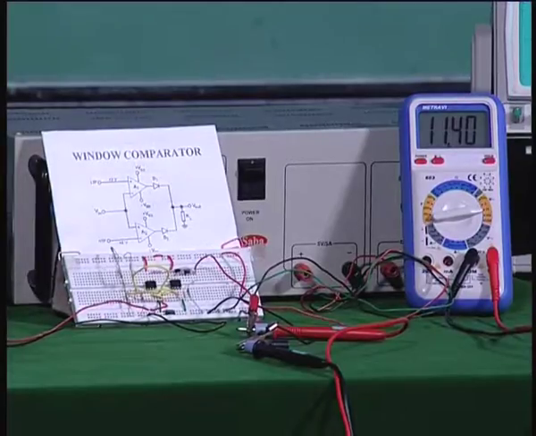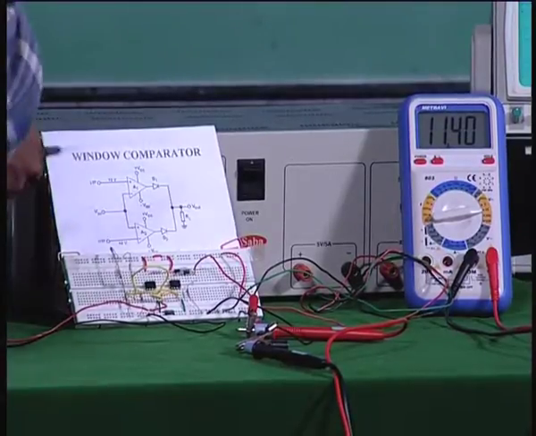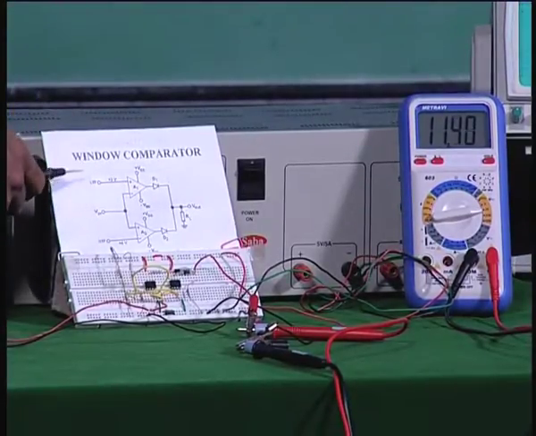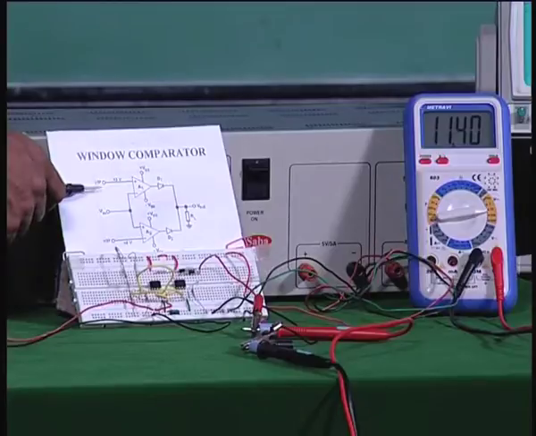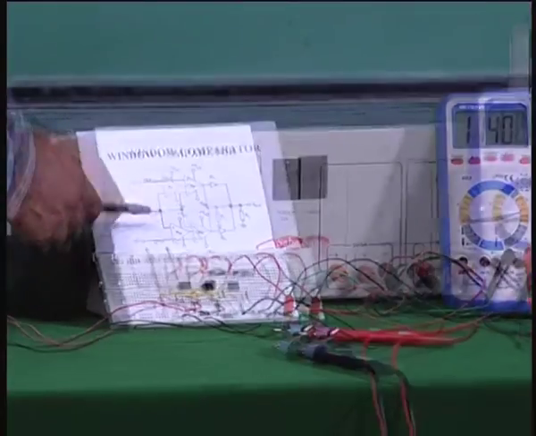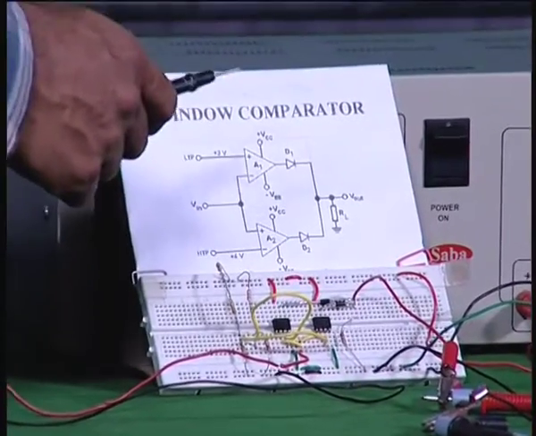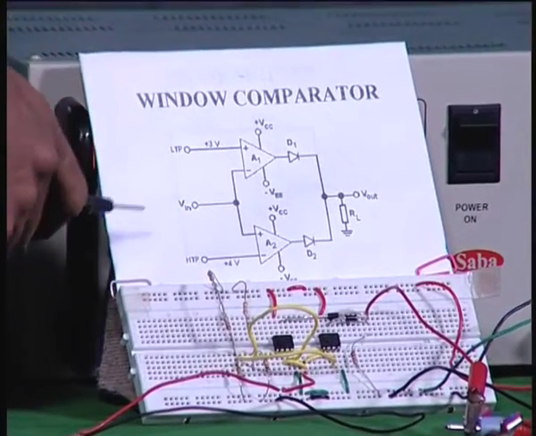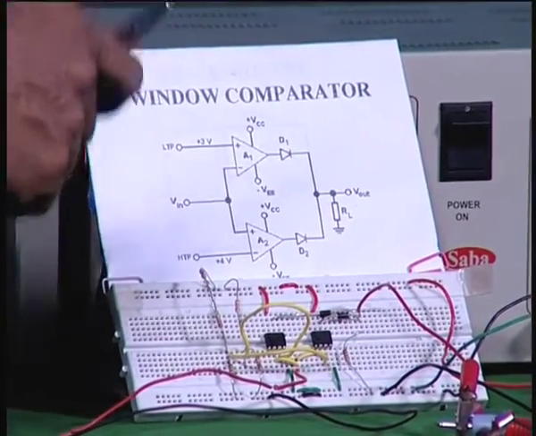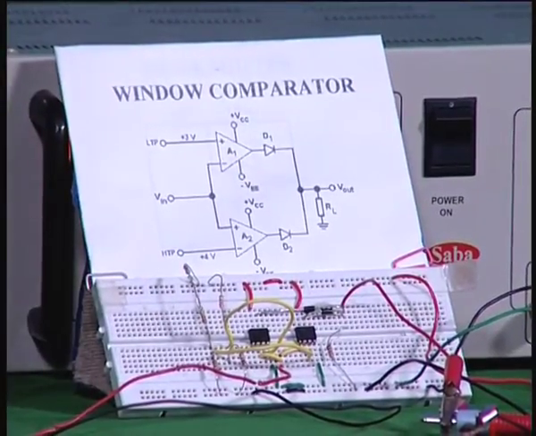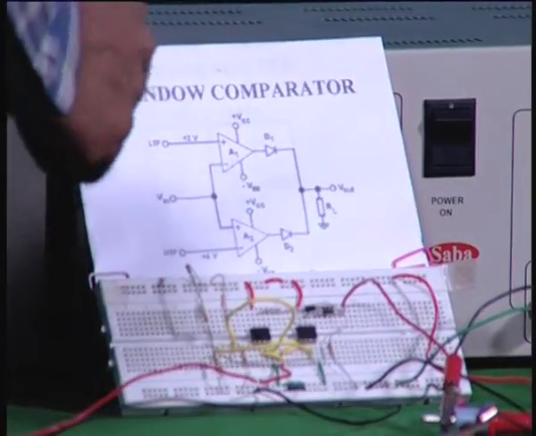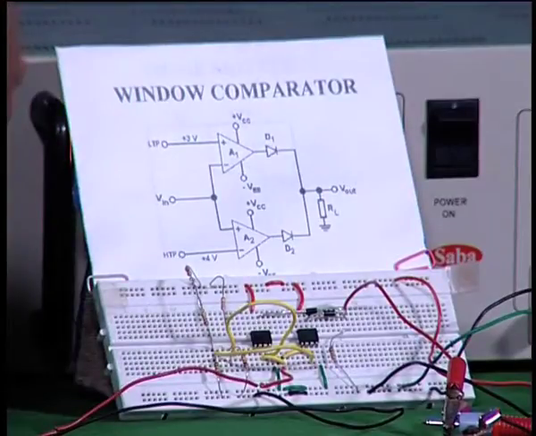So you can see the comparator is capable of detecting within the two limits, window limits of plus 3 volts and plus 4 volts, and what you get is always the output is 11 volts, and whenever you are within the window the output is low. That is what I wanted to show you. Now let us change the circuit to the next one and let us see the second type of the comparator.